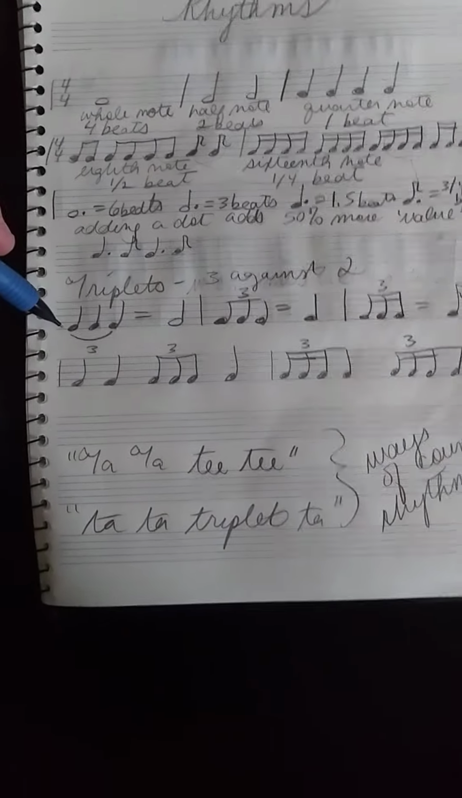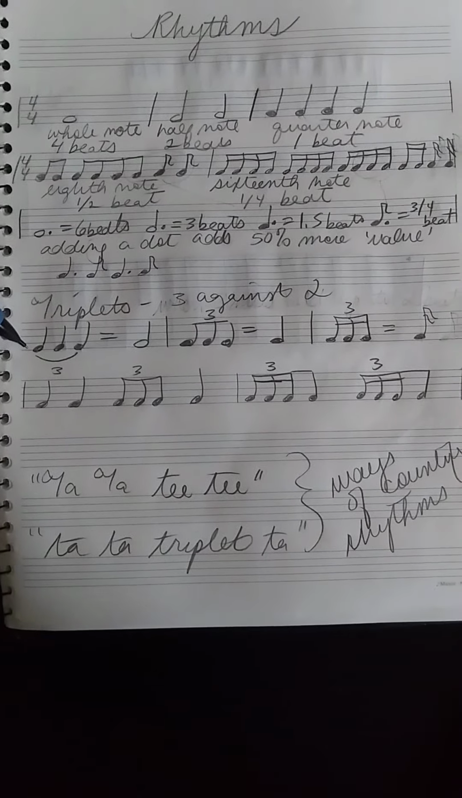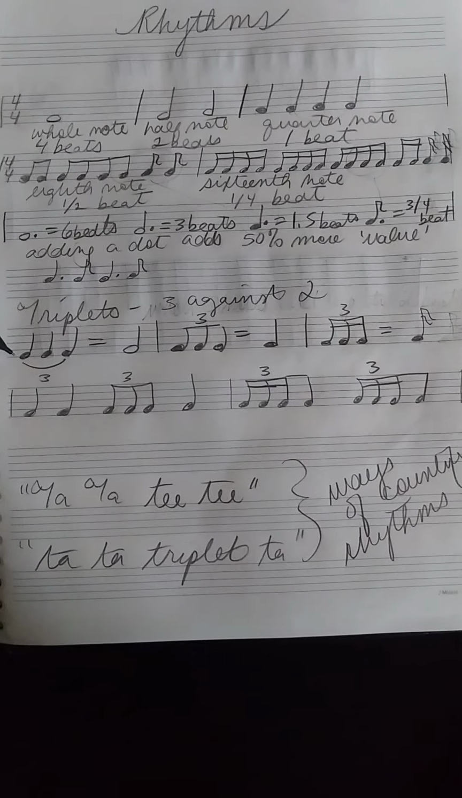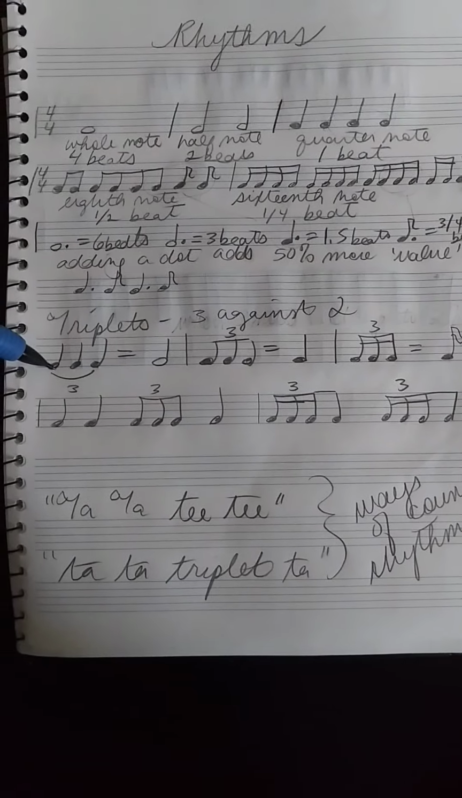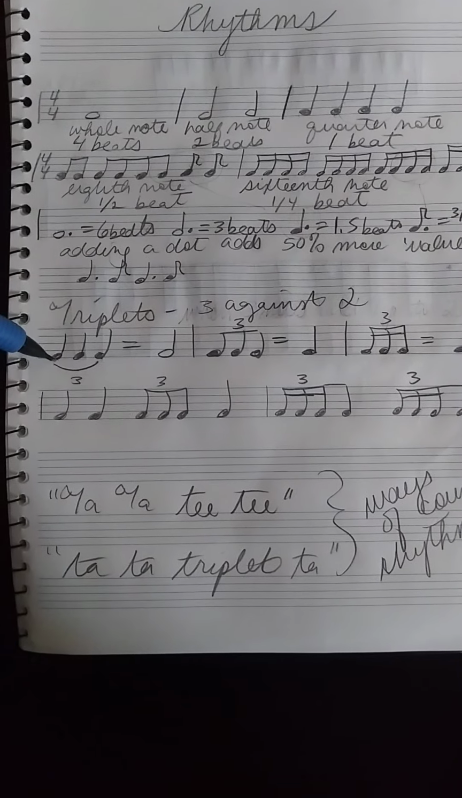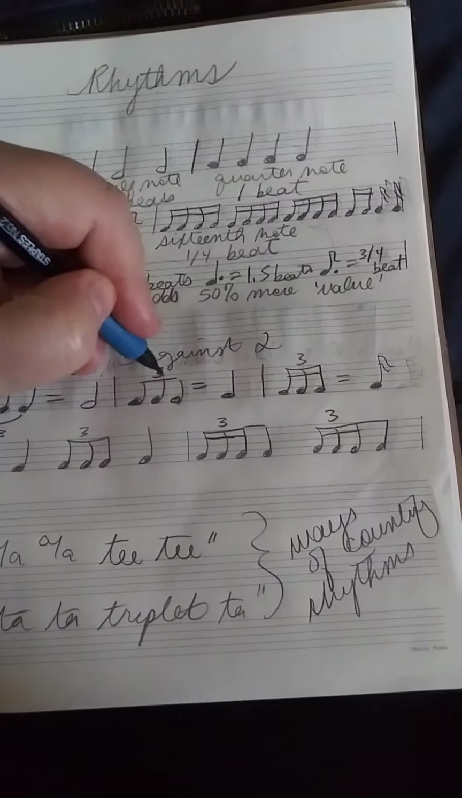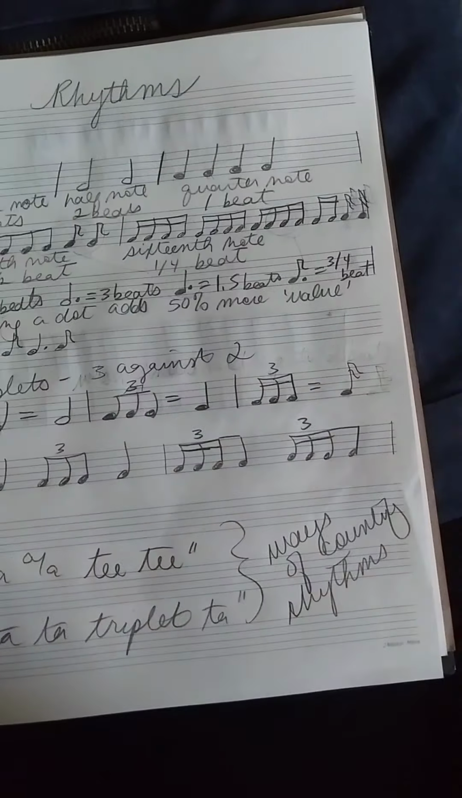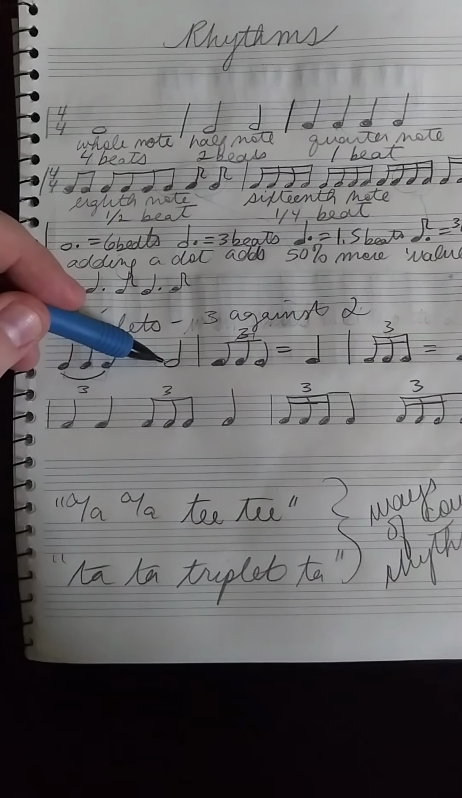Now then, moving into triplets. Triplets is where you have a 3 against 2 kind of rhythm, where, for example, if you have these 3, they look like quarter notes, but when there's like a thing around them and it has a 3, it can be like this, or that means it's a triplet. So 3 of them is going to equal a half note.